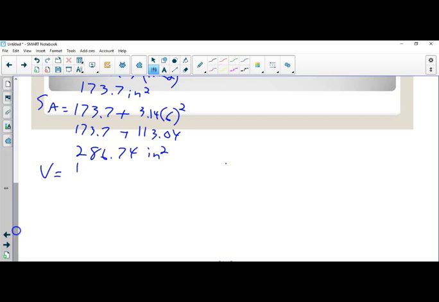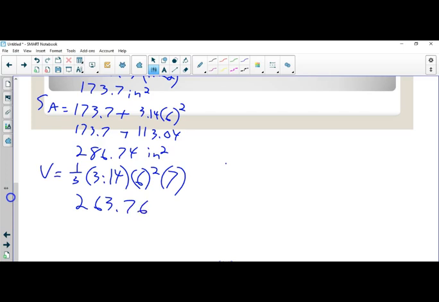And then volume is 1/3 pi, which is 3.14, the radius squared times the height, which remember was 7. So 6 squared is 36. 36 times 7 times 3.14 divided by 3 is 263.76 cubic inches.